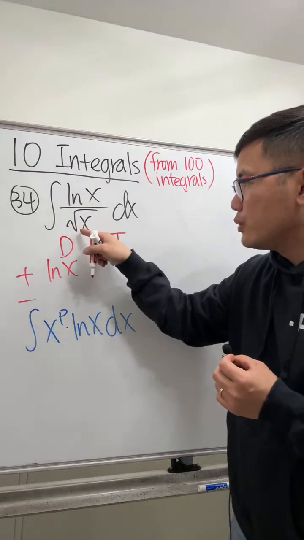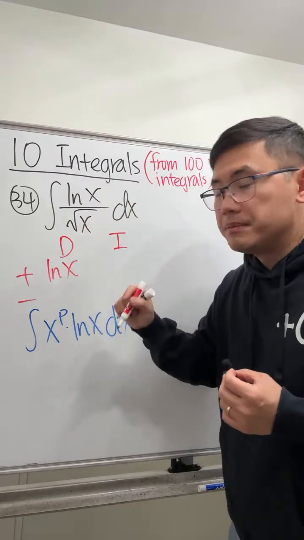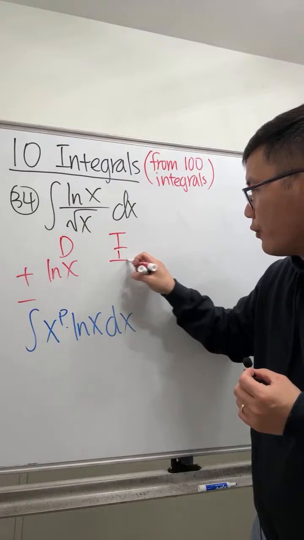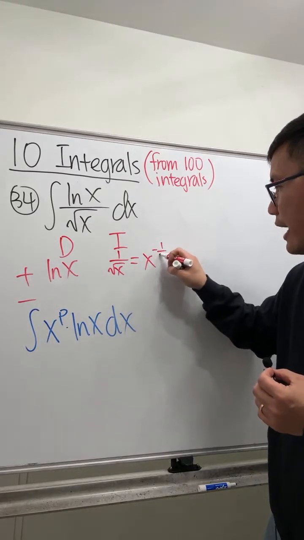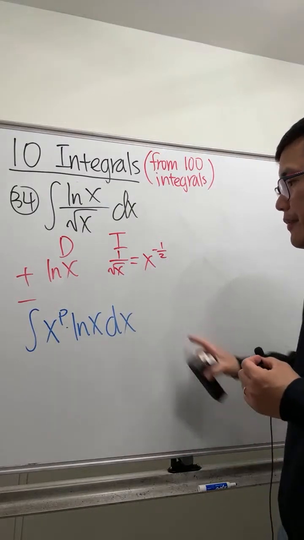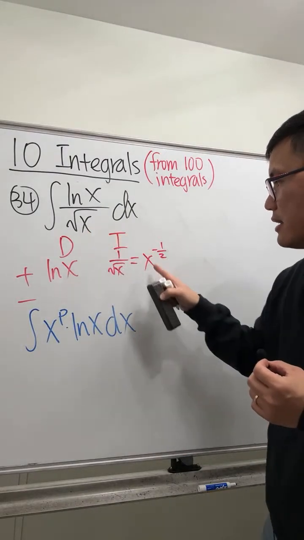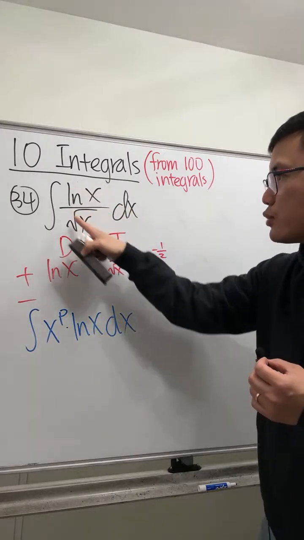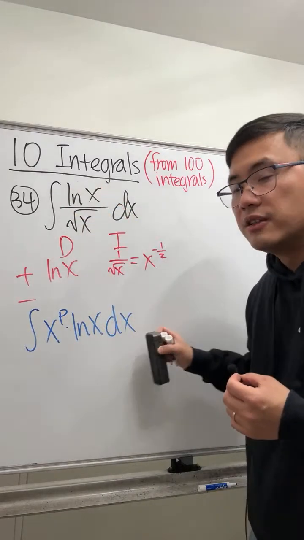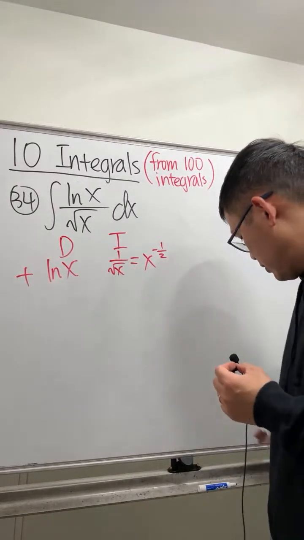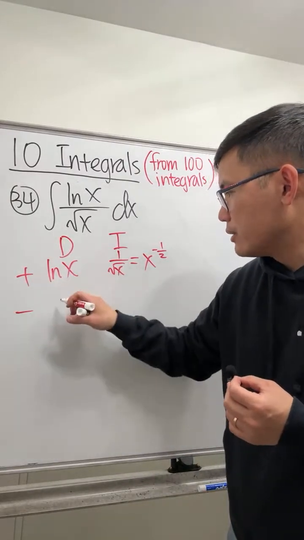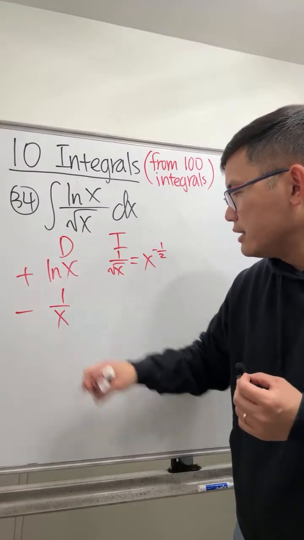This has square root of x on the bottom. So you integrate 1 over square root of x, which is the same as x to the negative 1/2, right? So that is x to the negative 1/2. That's why this integral is in this form. Then you just do it. So differentiating this, you get 1 over x.